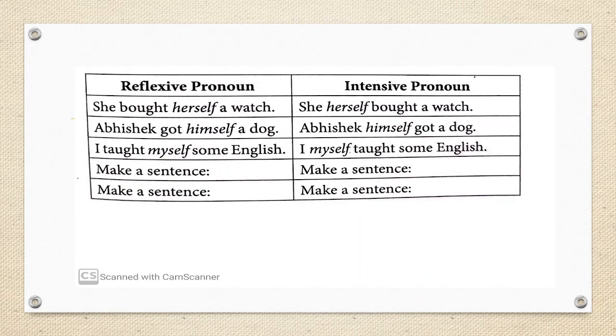Abhishek got himself a dog. And here, Abhishek himself got a dog. I taught myself some English. I myself taught some English. Okay, and you have to make sentences, two or four sentences, and you have to post them on our Google Classroom.